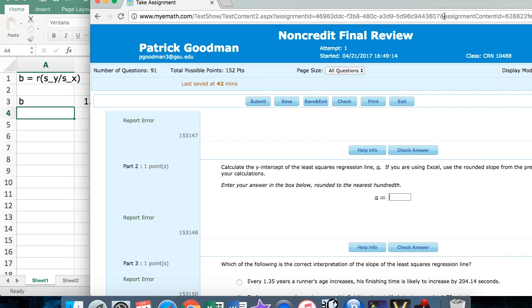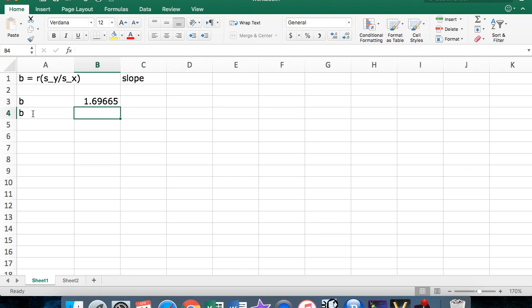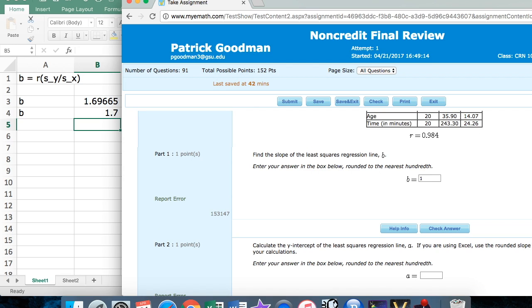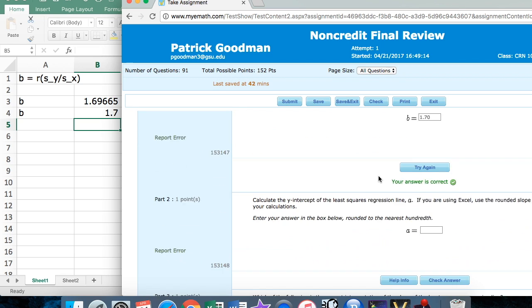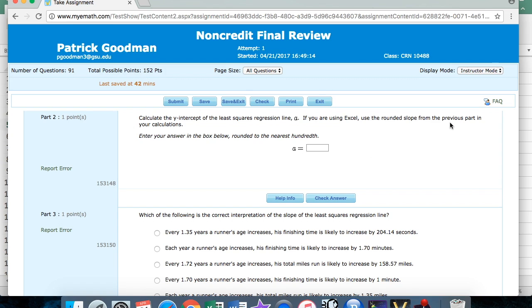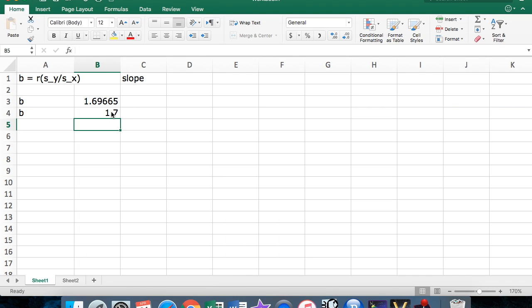Make sure you have your rounded solution, 1.70, because that's what we put in here. Check your answer. Hopefully it's right, because there have been a lot of issues with this one. Then they say, if you are using Excel, use the rounded slope from the previous part for your calculations. So use your 1.7. Make sure you're doing this for your A.